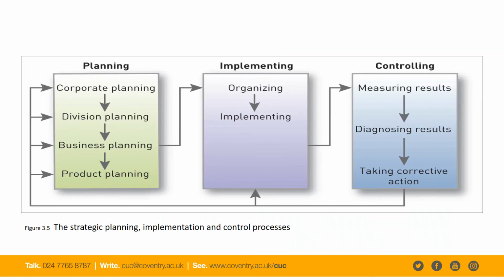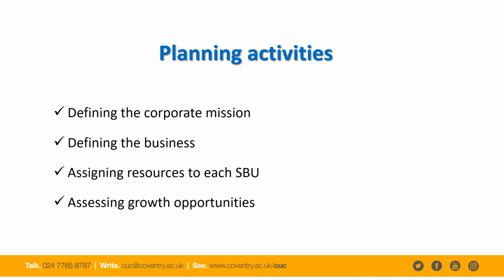And that planning process will include corporate planning, divisional planning, business planning, and product planning, which will lead to your organizing and implementing, which must then be controlled in terms of measuring the results and diagnosing results, and if necessary taking corrective action. So planning activities include defining the corporate mission, defining what the business is, assigning resources to each SBU, strategic business unit, and assessing growth opportunities.